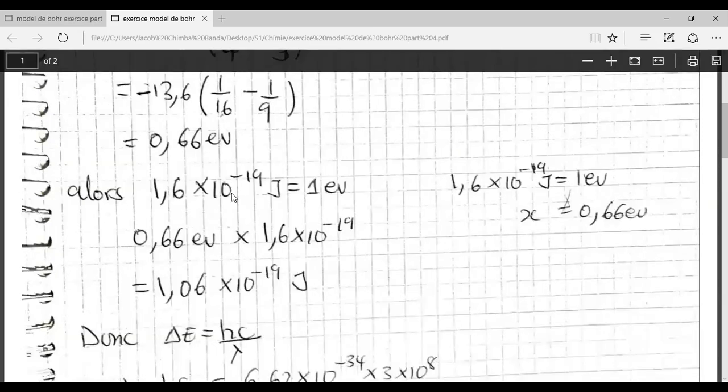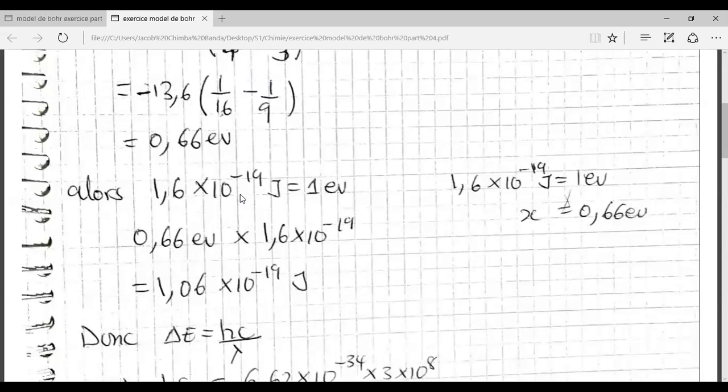So when you find your answer in electron volts, for you to find it in wavelength, you have first to change it to joules. Since the formula for energy is equal to HC over wavelength, energy must always be found in joules. So you know our famous formula: 1.6 times 10 to the power negative 19 joules is equal to 1 electron volt.